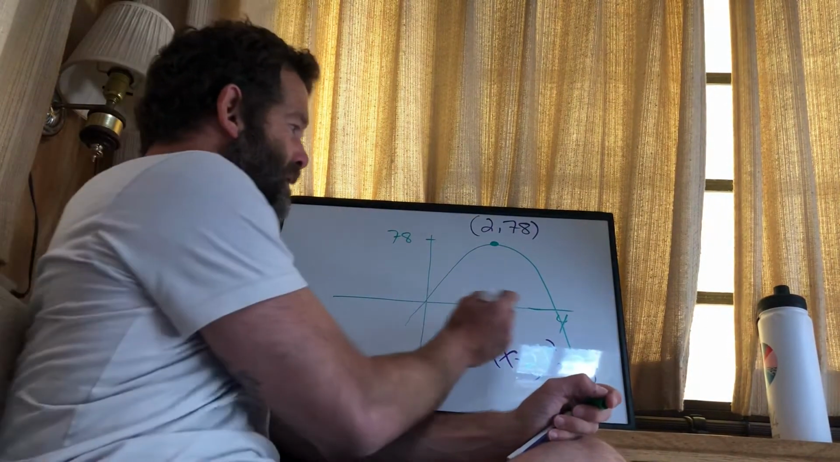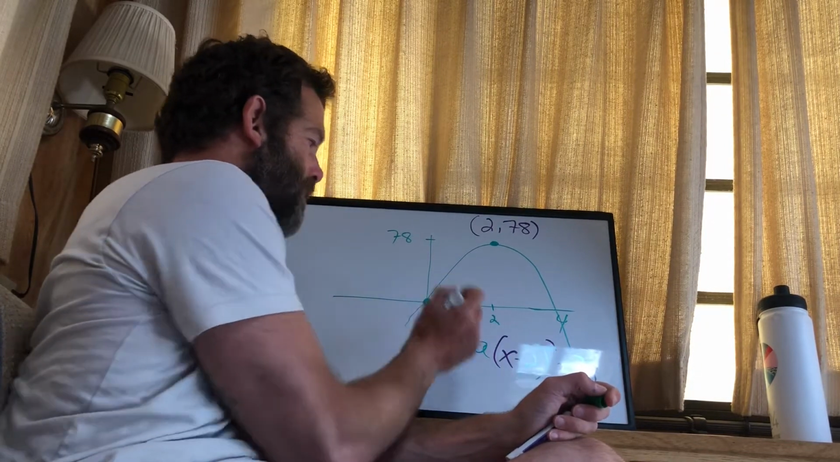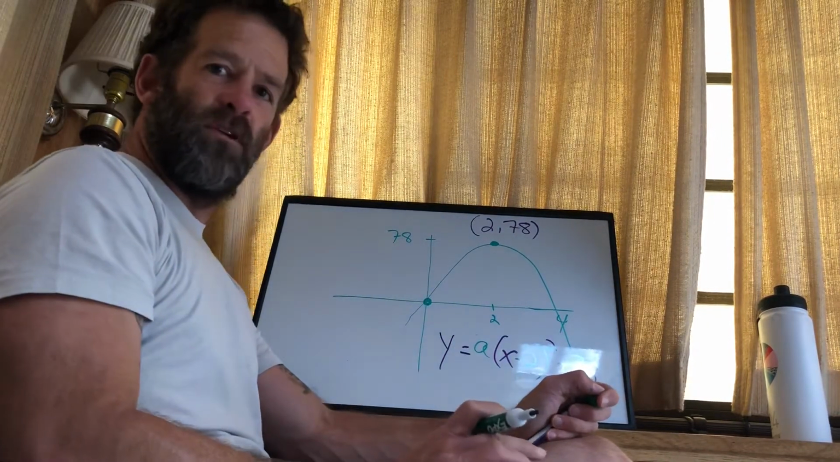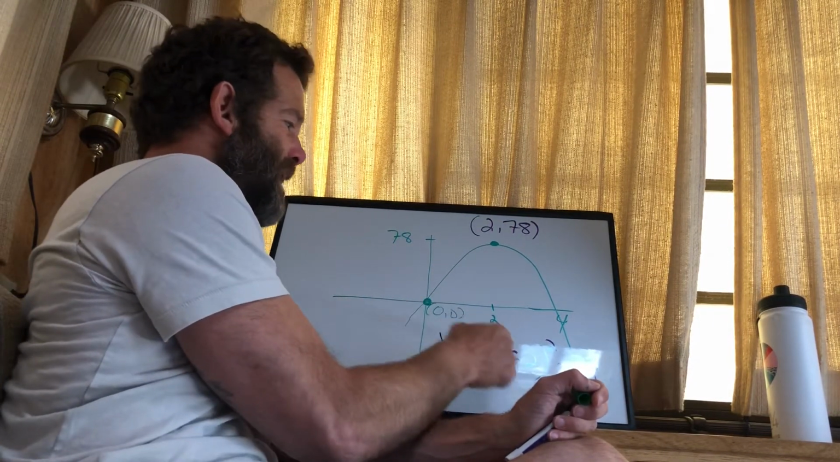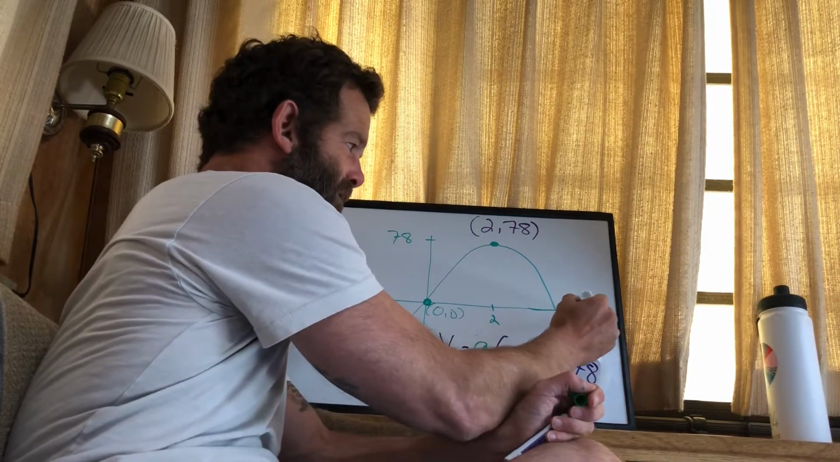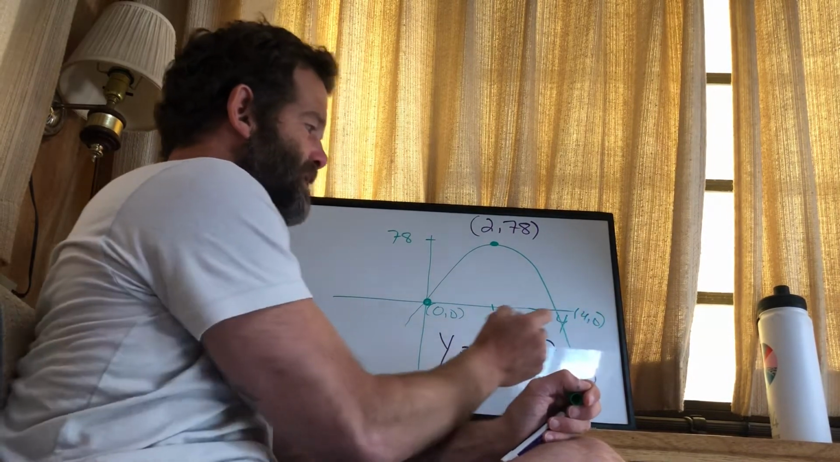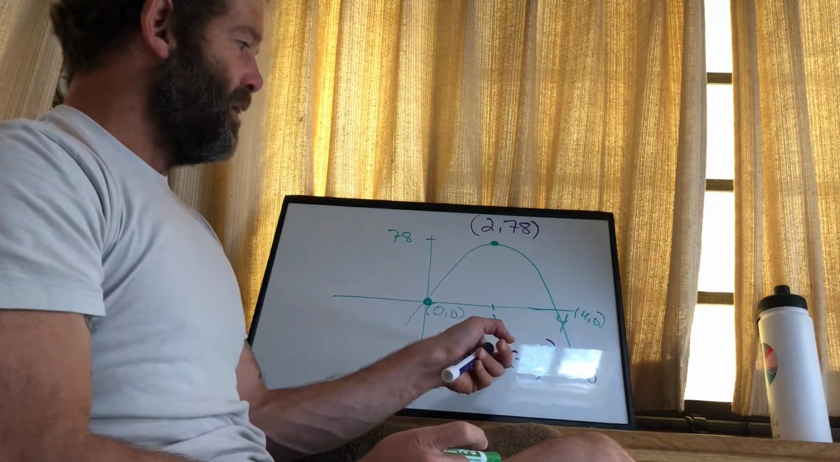But let's say this graph, I don't know where it starts. Well, let's say it starts off at 0, 0, meaning you kick it on the ground. I can either use this to plug into my x and my y to solve for my a, or I can use a coordinate of 4, 0 to plug into my x and my y. I would use 0, 0 to plug into here.